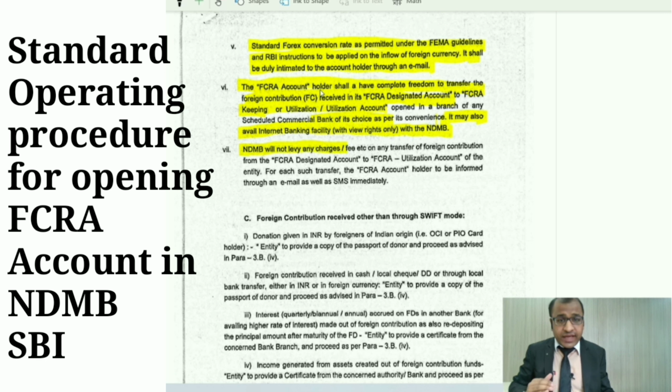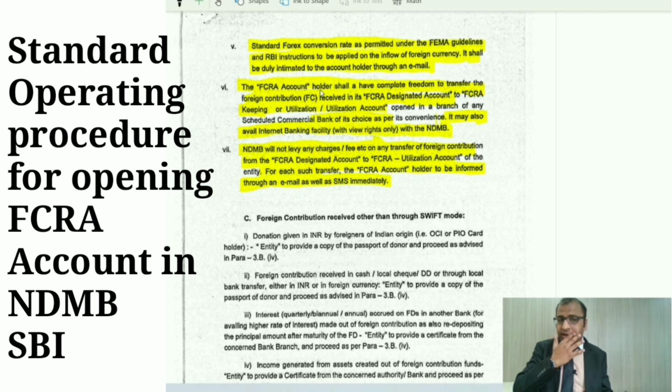NDMB will not levy any charges or fees, as was also given in the notification dated 13th October. So they are not taking any charges or fees on transfer of foreign contribution from the FCRA account to the FCRA designated accounts or the utilization accounts. Moreover, for each such transfer, the FCRA account holders shall be informed through an email as well as SMS immediately.